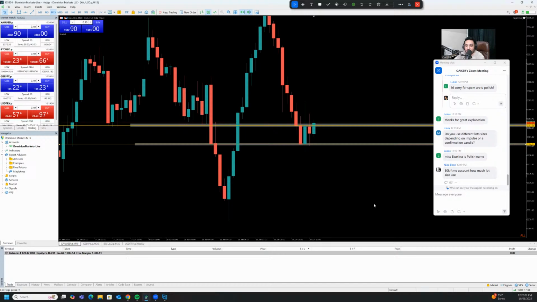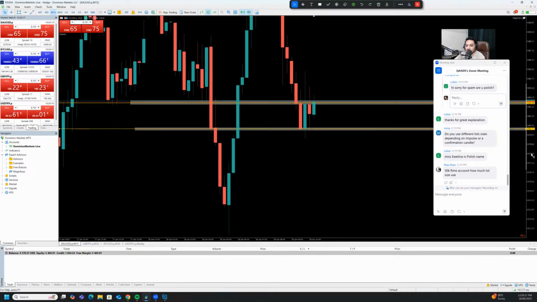On a 50k funded account, how much lot size should you use? Just go with one lot, I would say. Yeah, one lot or 1.5 lots. Just take 1% risk on a funded account. If you are using 2% risk on your real account, and now you are on a funded account, I would say go with 1% risk.